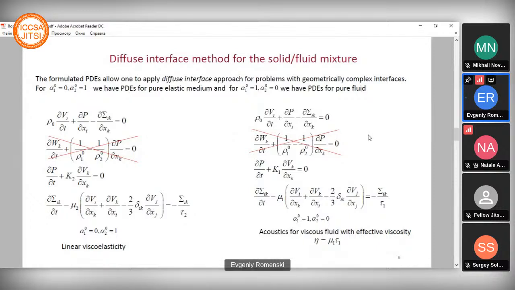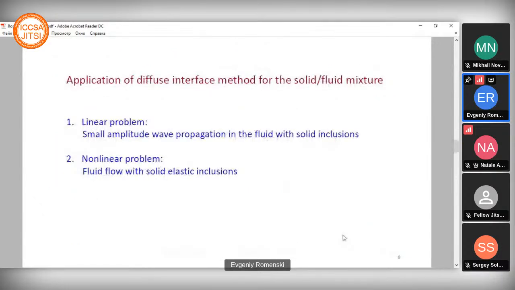equation, and vice versa, if the volume fraction of a fluid is equal to one and volume fraction of elastic solid is equal to zero, we have acoustics of viscous fluid with effective viscosity, which is equal to a product of shear modulus and shear relaxation time. Okay, now I will show the application of diffuse interface method in linear problem.